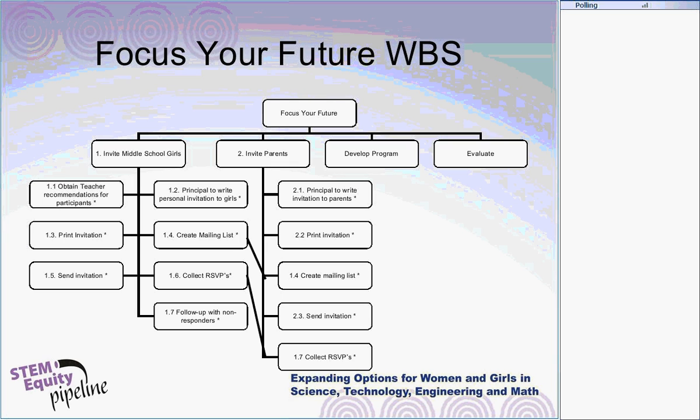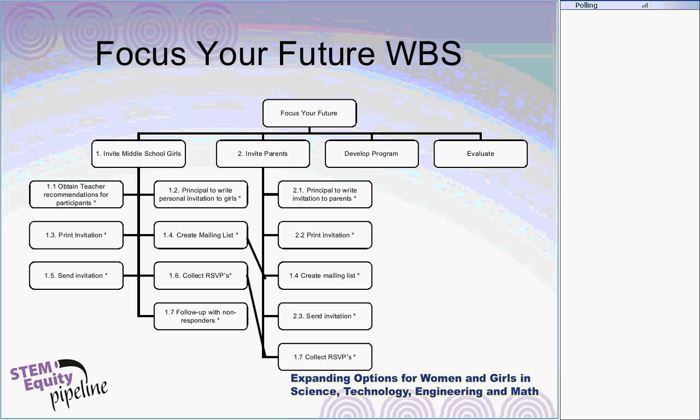So we need to obtain teacher recommendations for participants. You'll notice this is number 1.1, so it's a subtask under task number 1. 1.2, principal writes personal invitation to the girls. We print the invitations, create the mailing list, send the invitation, collect the RSVPs, and follow up with non-responders. The same sort of string of tasks deals with inviting the parents, and you'll notice that there are 2 tasks, creating mailing lists and collecting RSVPs, that are common to these 2 strings.